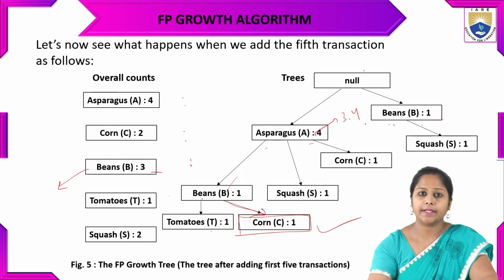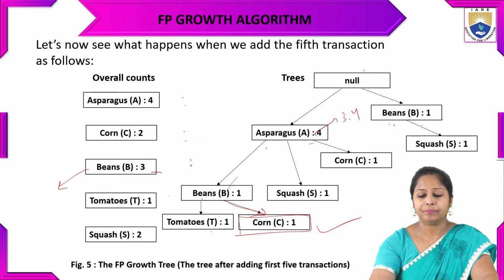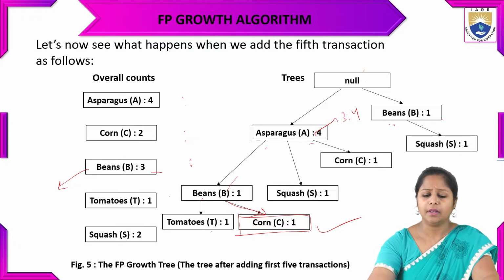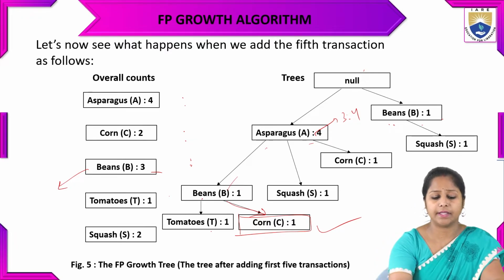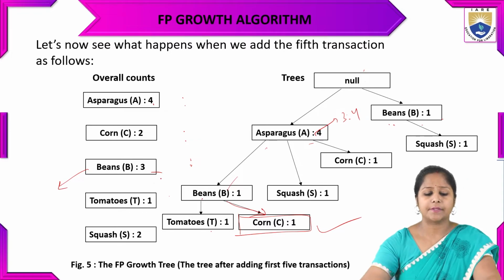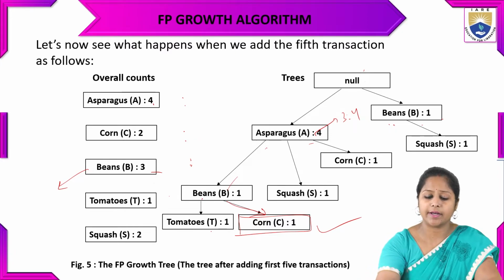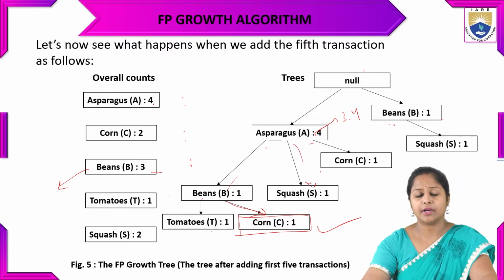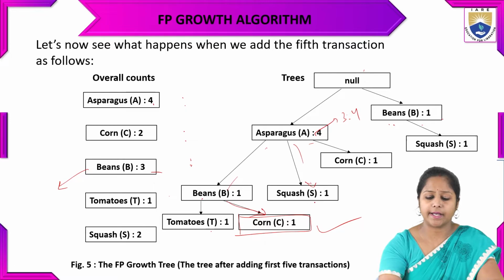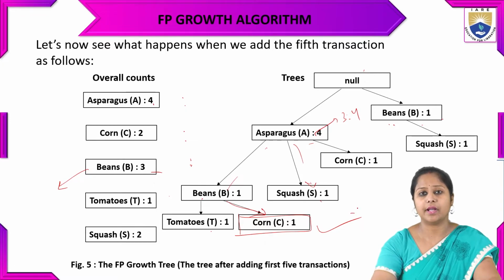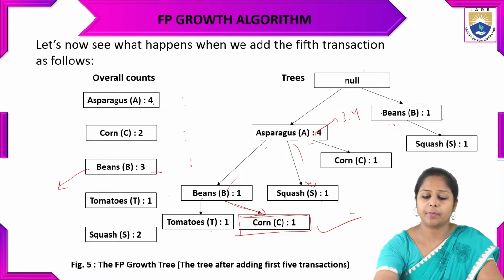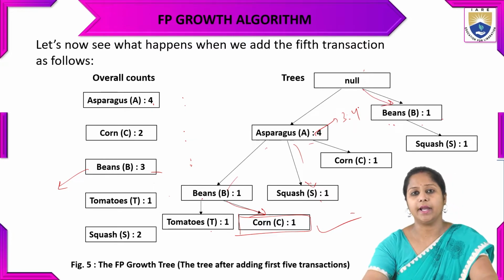Now we have to add the beans and squash. The beans are occurring after the asparagus, squash, and then beans. Squash is already a subnode, so we cannot add it directly, because there should be some order to add each of the items. Directly we cannot add here. Now what we are doing is making it a subnode of the null node.